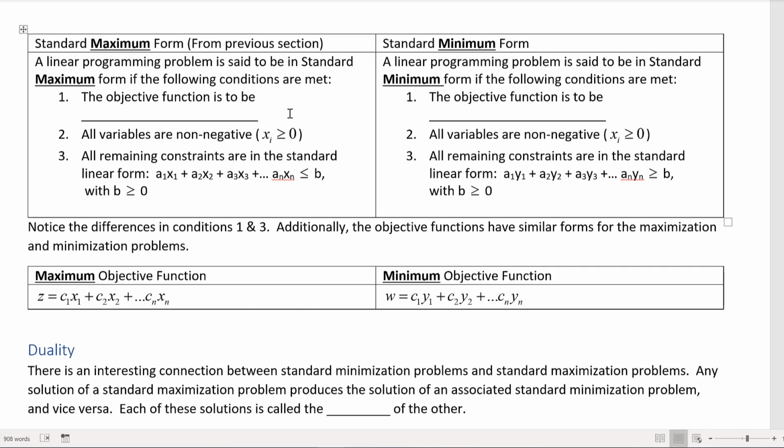The next thing we need to know is the standard maximum form and how that is different than the standard minimum form, because the standard minimum form is what we're going to be working with today. What we have already done in the previous section is standard maximum form. So a linear programming problem is said to be in standard maximum form, and this is from the previous lesson, if condition 1, the objective function is said to be maximized.